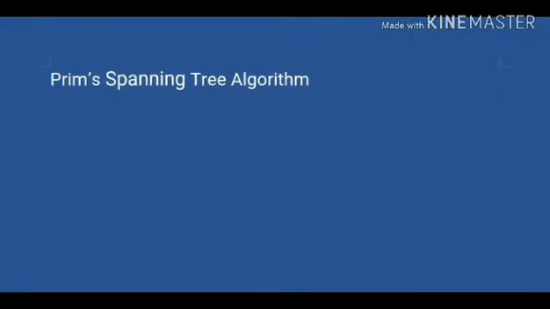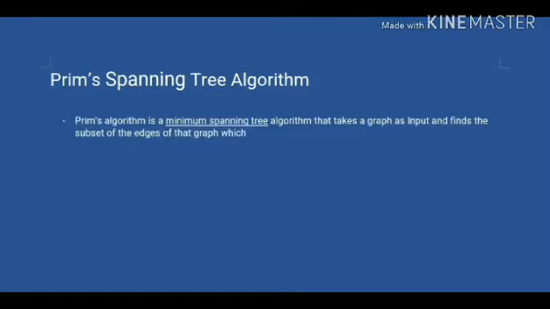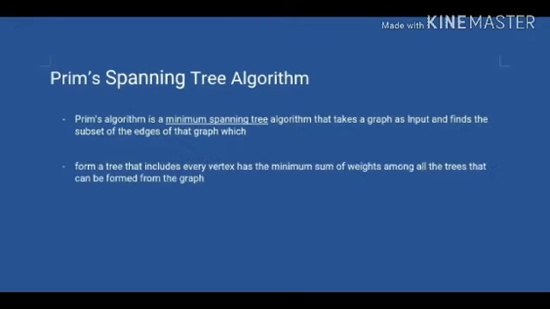Prim's spanning tree algorithm is one of the methods used to find the minimum cost spanning tree. Similar to Kruskal's algorithm, it does not have any cycle. It uses the greedy approach with the shortest path first algorithms. It is an algorithm that takes a graph as input and finds the subset of the edges of that graph which form a tree that includes every vertex, and has the minimum sum of weights among all the trees that can be formed from the graph.